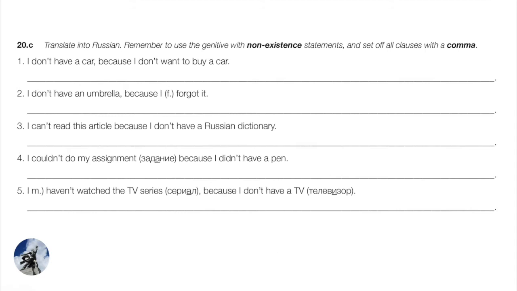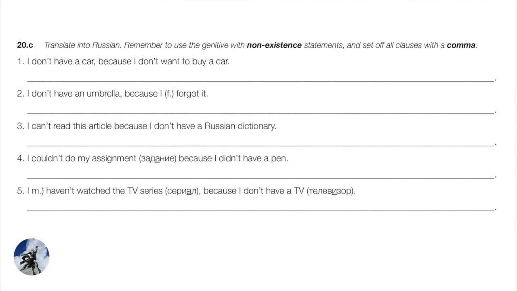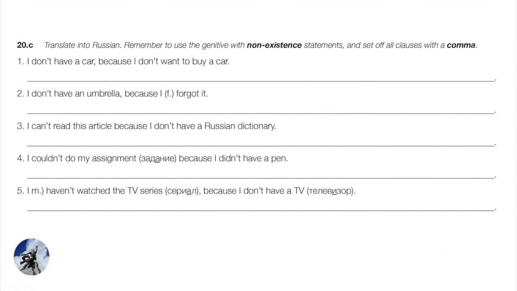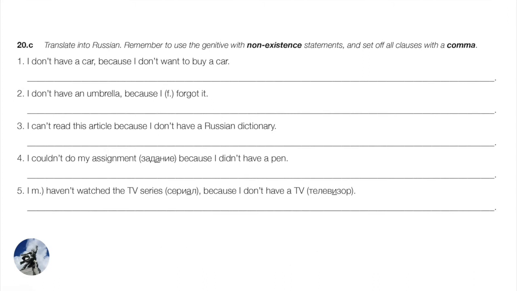Number four, I couldn't do my assignment because I didn't have a pen. Я не мог делать задание, потому что у меня не было. What's the gender of ручка? Ручки. Here we have a negated verb, я не мог or я не могла, but the emphasis really is on the accomplishment. I couldn't get my assignment done. So here I'd probably go with сделать. Я не мог сделать задание. Although you could also say, я не мог делать задание. Потому что у меня не было ручки.